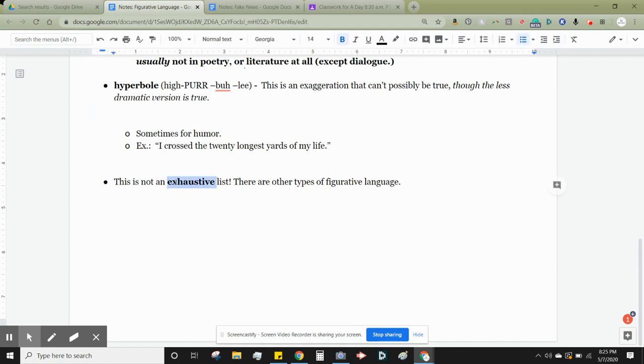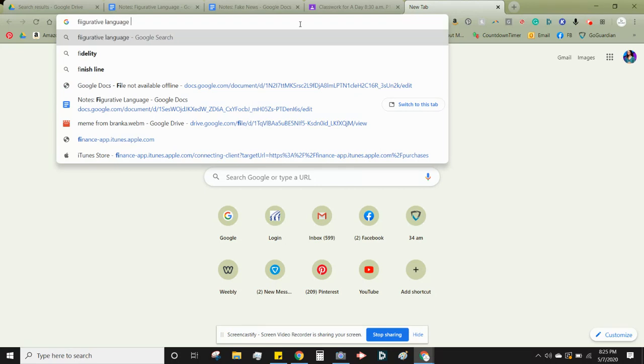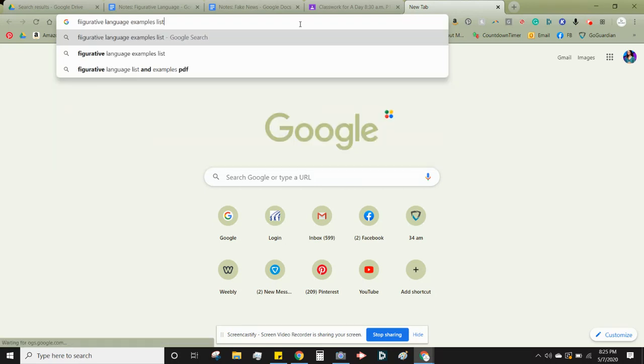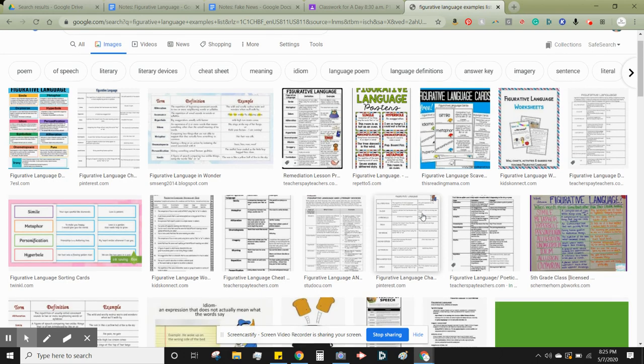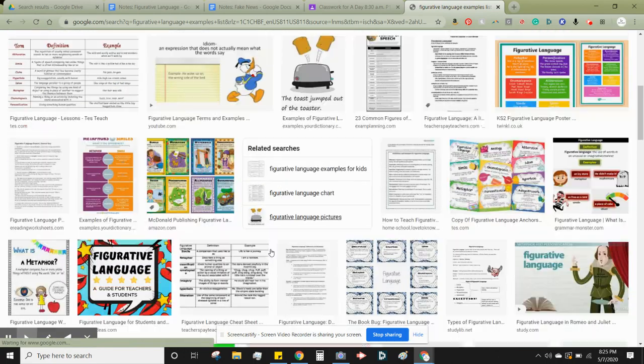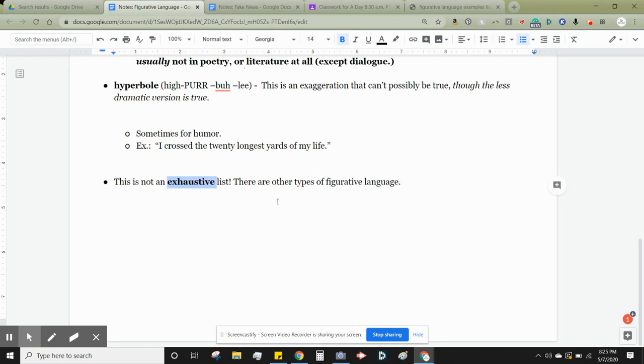Now, I say here, this is not an exhaustive list because there are other types of figurative language. If you Google figurative language examples list, and let's just look at what we get. There are several more. This has maybe 10 items on it, right? And I'm only talking about a few. These are just ones I think are important for you to know.